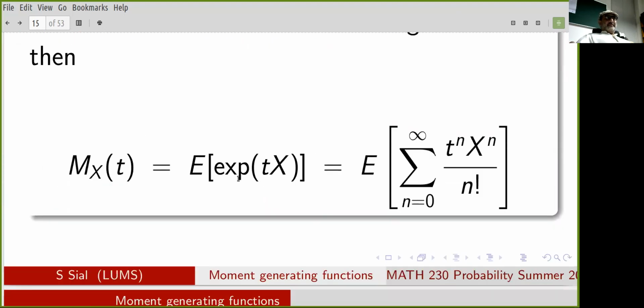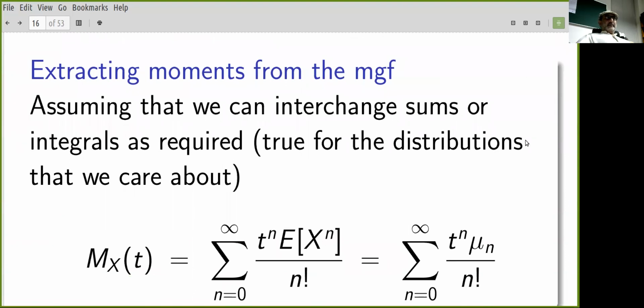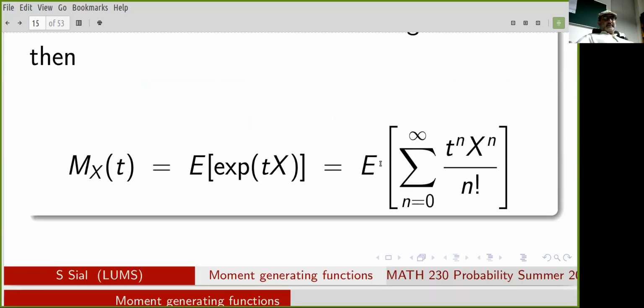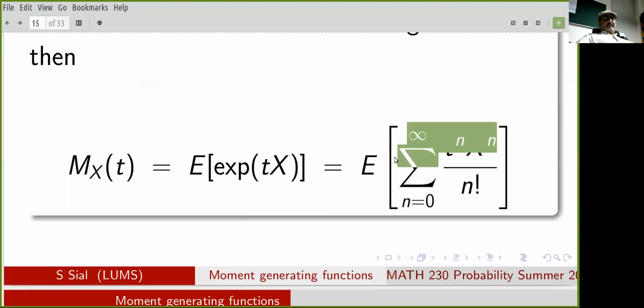The moment generating function was the expectation of the exponential of tX. That's the expectation of the summation n equals 0 to infinity of t to the n X to the n over n factorial. Assuming that we can interchange sums and integrals as required, because expectation is done either using a sum or an integral. Assume that you can pull the summation outside and interchange it with the integral or sum. You can't always do that, but for the random variables that we care about, you can.